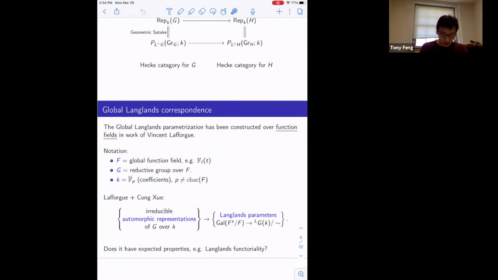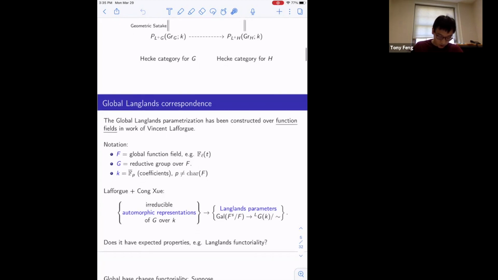So let me set some notation here. F will be a global function field, for example, over a finite field, for example, this one. That's the ring of rational functions in one variable. And G will be a reductive group over F. And little k will be an algebraic closure of F_p, and that will be our coefficients. And I'm going to ask that p, which is the characteristic of the coefficients, is not equal to the characteristic of this function field.